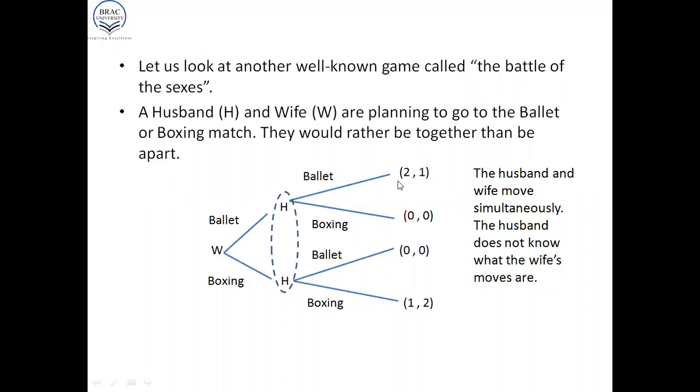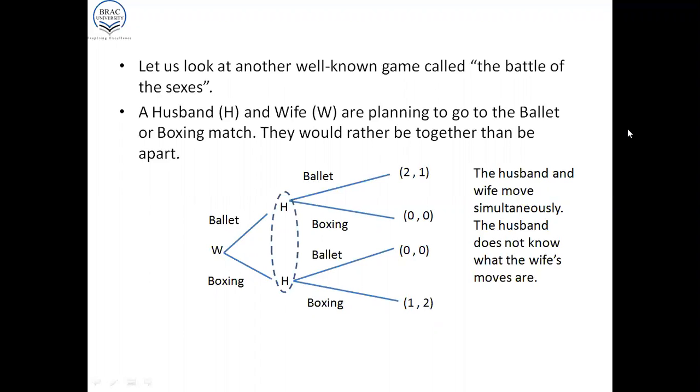Their payoffs would be as follows. If they both end up at the ballet, the payoff to the wife would be 2, and the payoff to the husband would be 1. If the wife goes to the ballet and the husband goes to the boxing match, they are apart, so their payoffs are 0. Again, if the wife goes to the boxing match and the husband goes to the ballet, they are apart again, so once again their payoffs are 0, 0. If they both end up at the boxing match, then the wife's payoff is 1 and the husband's payoff is 2.